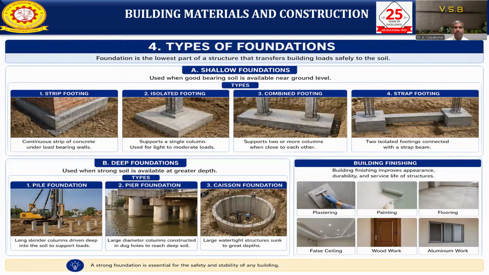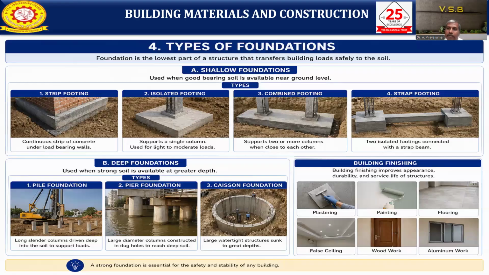The foundation is the lowest part of the structure that transfers the building load safely to the soil. Shallow foundation is used when good bearing soil is available near the ground; the depth is very low. Commonly there are different types of shallow foundation: strip footing, isolated footing, combined footing, and strap footing. All four come under shallow foundation. Strip footing is a continuous strip of concrete under the load-bearing walls.